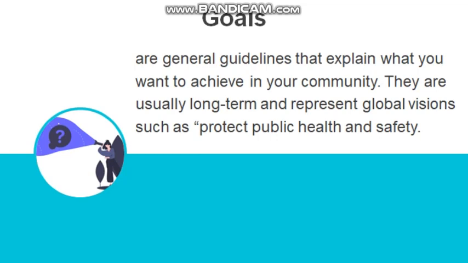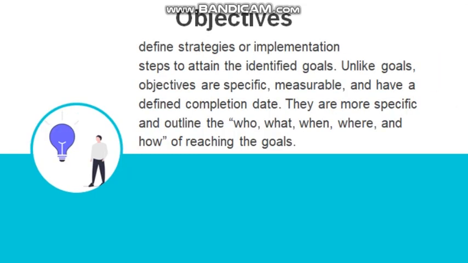Now, let's define objectives. They are defined strategies or implementation steps to attain the identified goals. Unlike goals, objectives are specific, measurable, and have a defined completion date. They are more specific and outline the who, what, when, where, and how of reaching the goals.